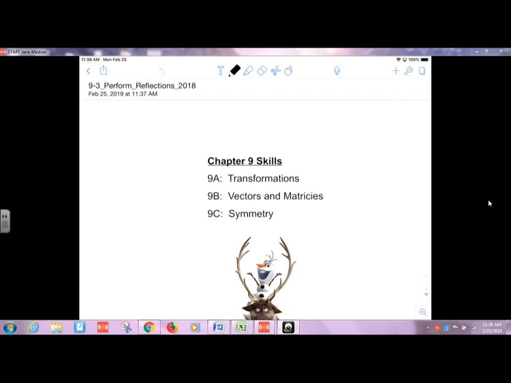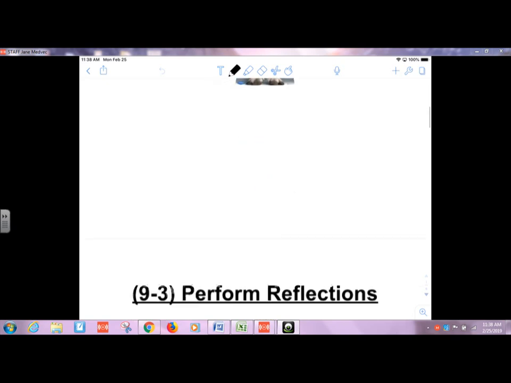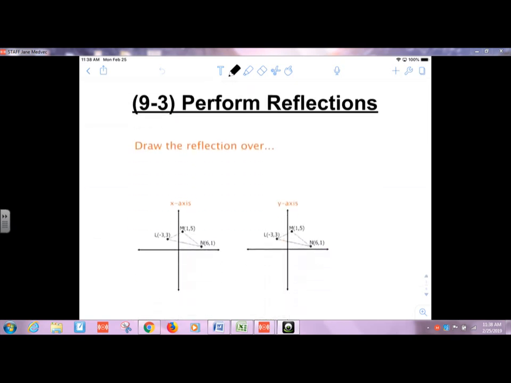Okay, so today we're still working on Chapter 9 skills, with transformations, vectors, matrices, and symmetry. Particularly, we're going to be working on performing reflections. There are some main tips that I want to give you when you're working on reflections.